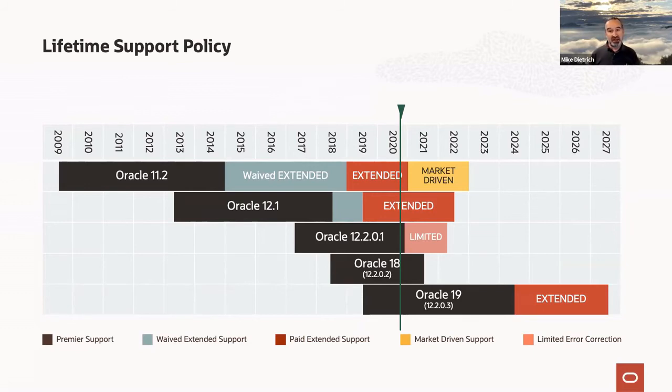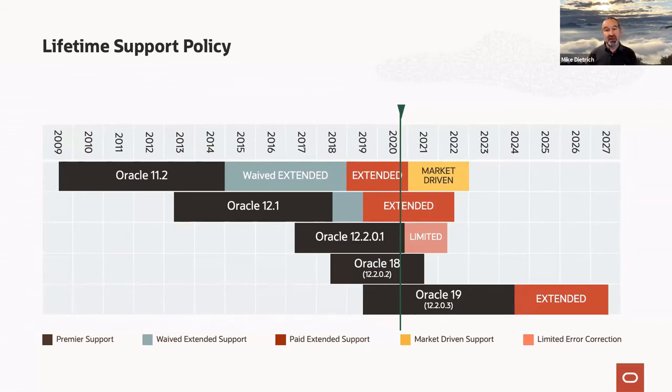If it's light gray on the slide and it says waived extended, that means we didn't charge you. We just made it available for everybody. No extra task was necessary. That ran out for 11.2.0.4 at the end of 2018, so quite a while ago. And as you see, 11.2.0.4 goes even out of extended support at the end of this year. So in like 12 weeks, 11 weeks, 10 weeks, something like that, it's over.